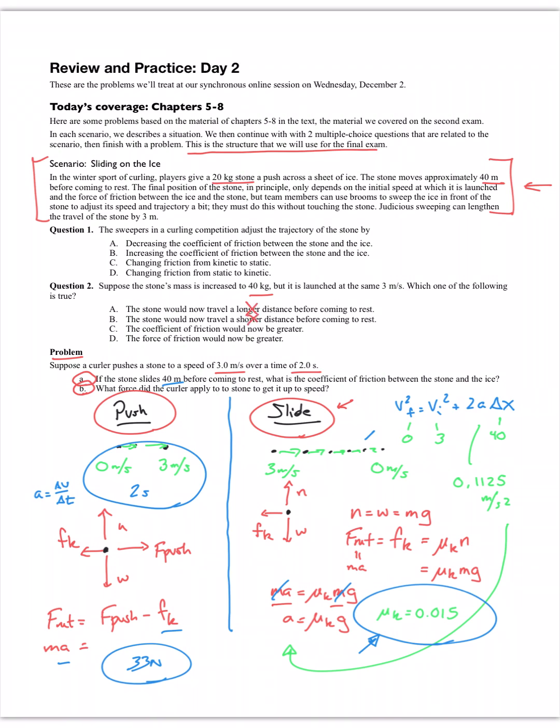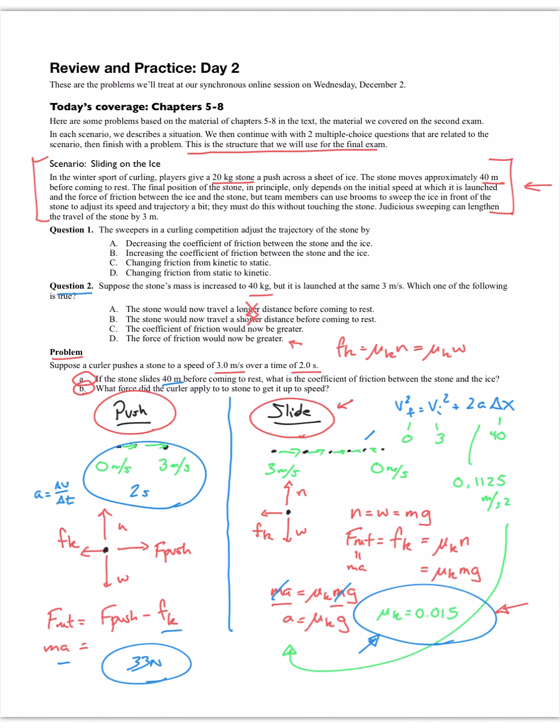But what is true is the force of friction will be greater, because the force of friction is equal to mu k times the normal force, which is equal to mu k times the weight force. The weight goes up, the normal force goes up. The coefficient of friction is just all about stone and ice, and that's not going to change. That's one of the things about coefficients of friction. So see how much easier it was to answer question 2 after having done the problem.